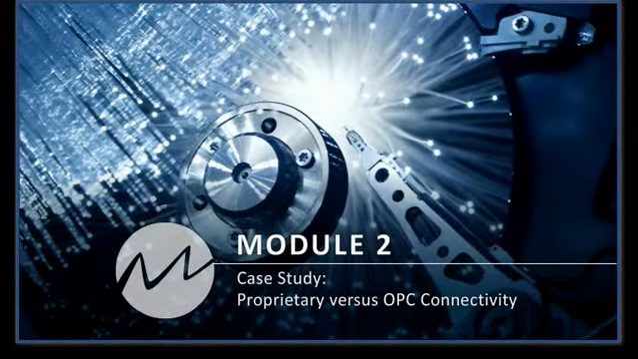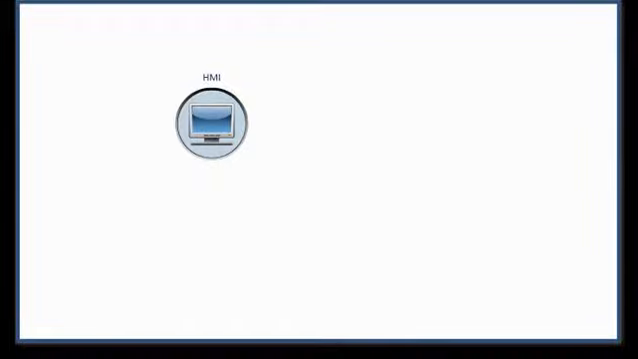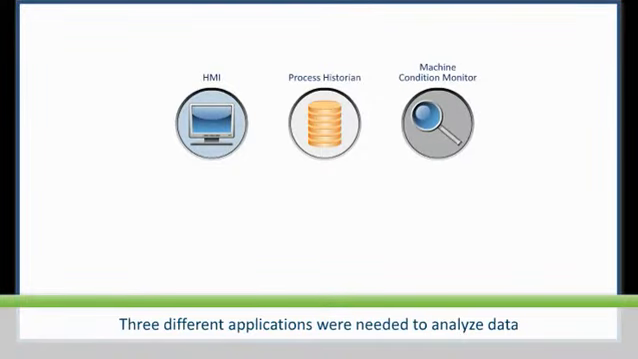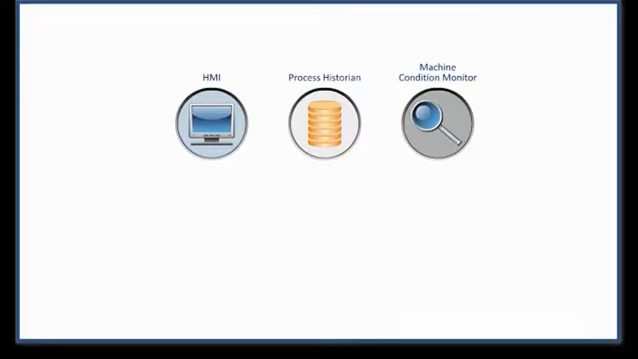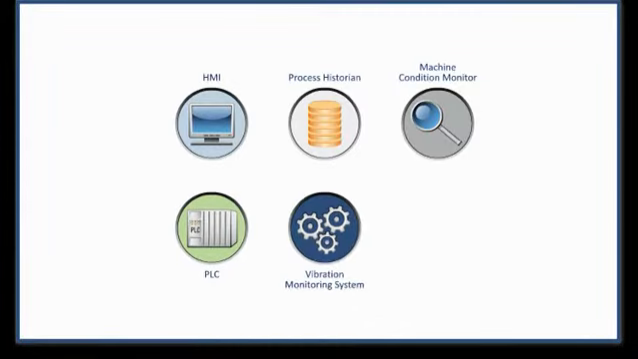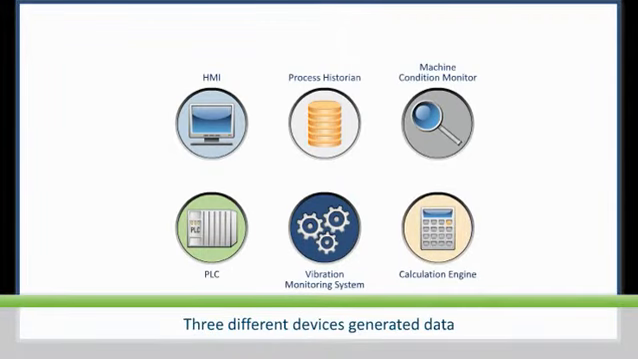To better understand OPC, let's have a look at a specific example. In this case, a large petrochemical plant wanted to monitor their turbines using three applications: a human-machine interface, or HMI, for visualization, a process historian for data storage, and a machine condition monitoring application. The data came from three different data sources: a PLC, a vibration monitoring system, and a calculation engine.